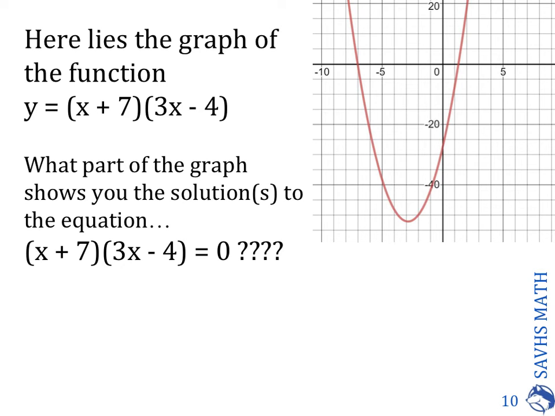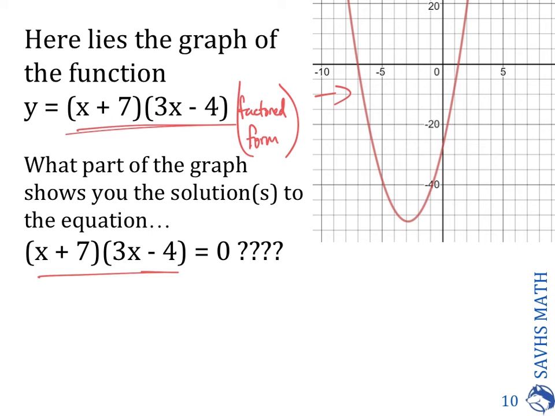Okay, here's why we care about this. This right here is the graph of y equals this stuff. This is in factored form, by the way. The question that I'm going to have you answer in the Nearpod right now is, what part of the graph shows you the solutions to this equation where, look, y is 0. y is 0. What part of the graph shows you that?